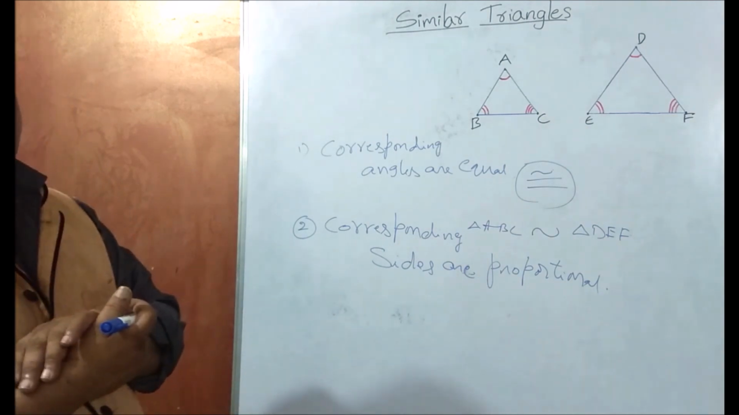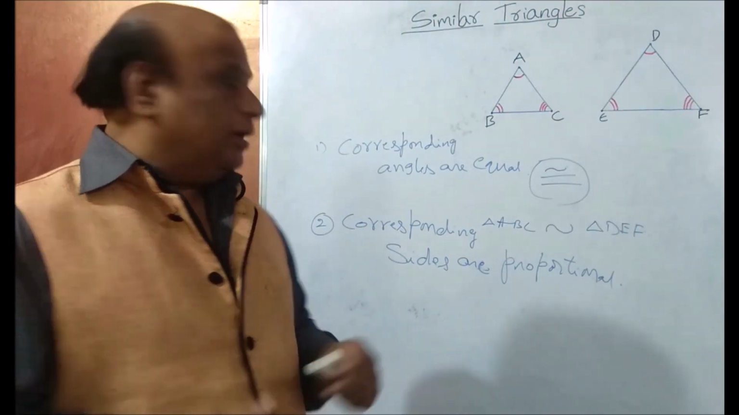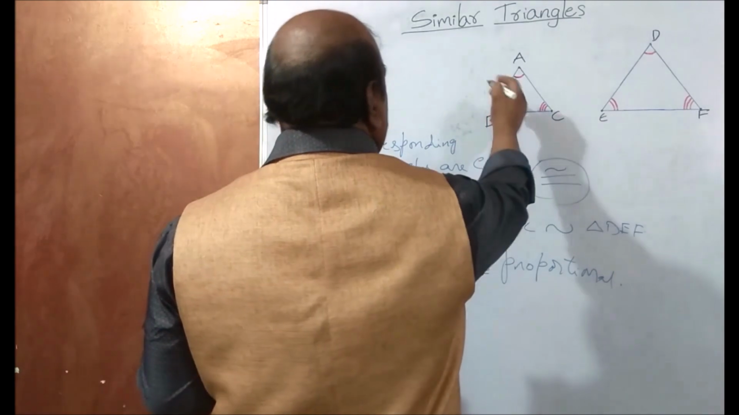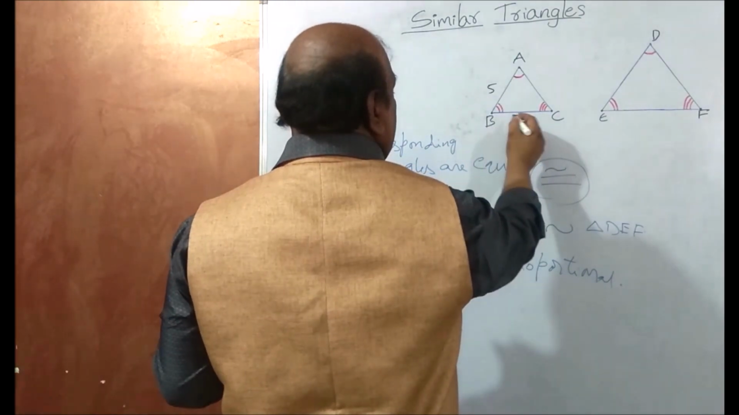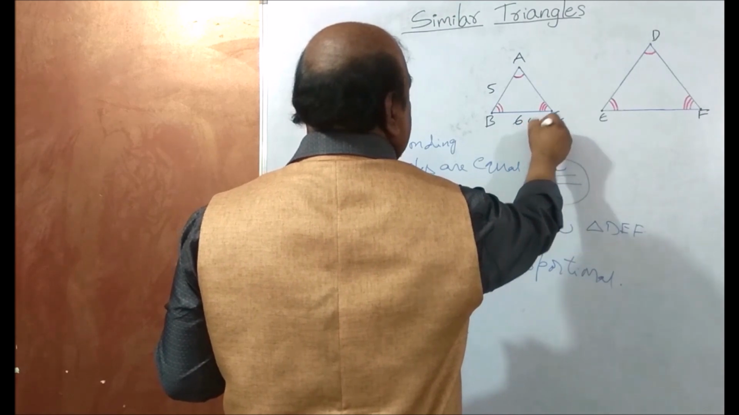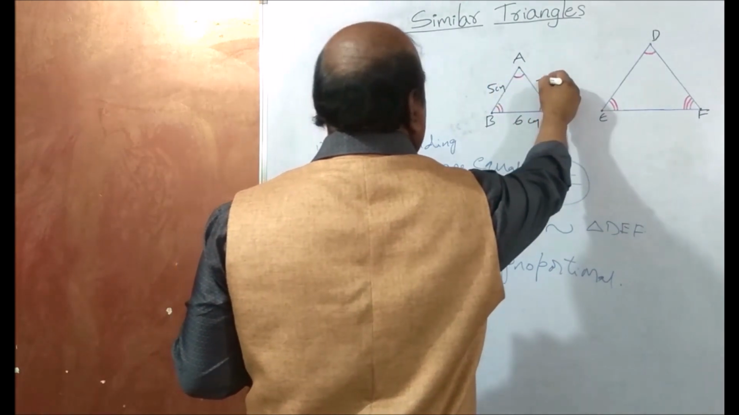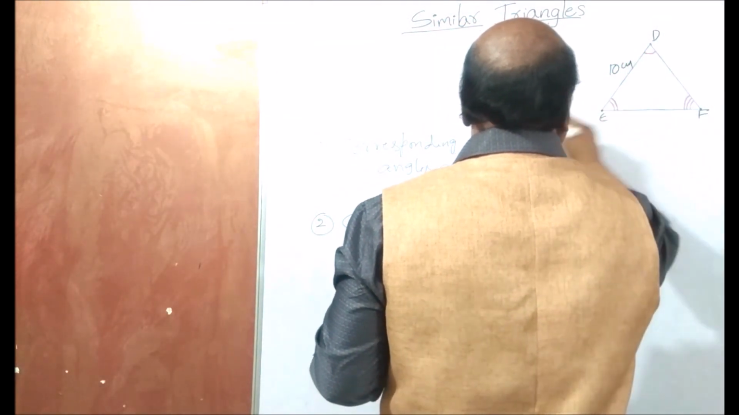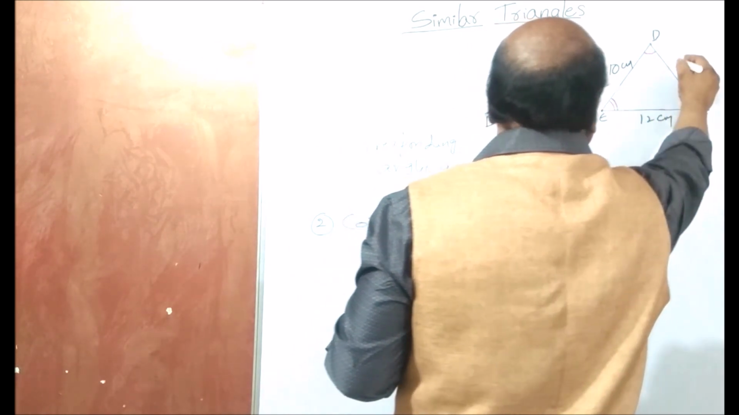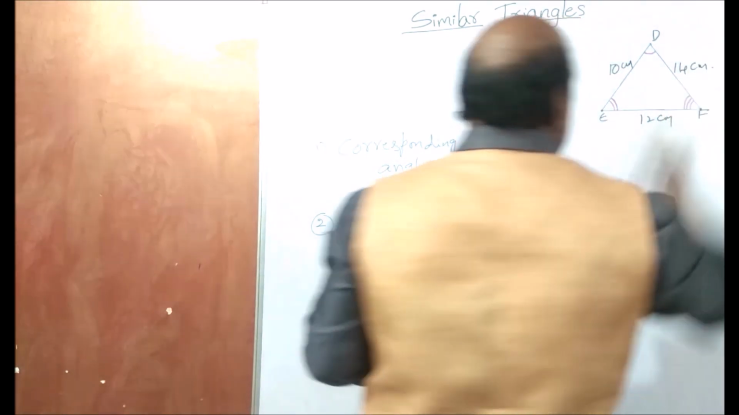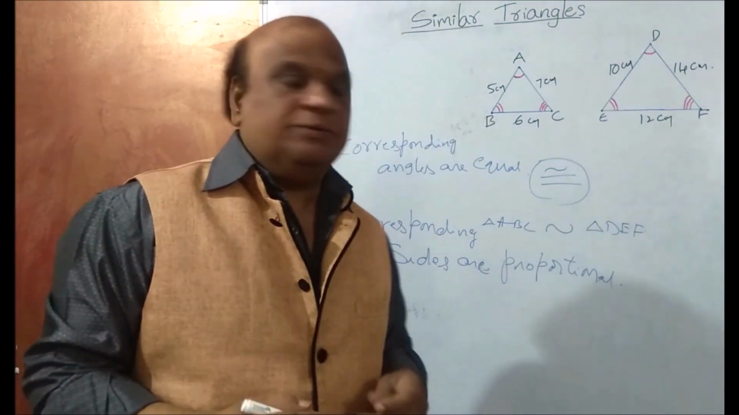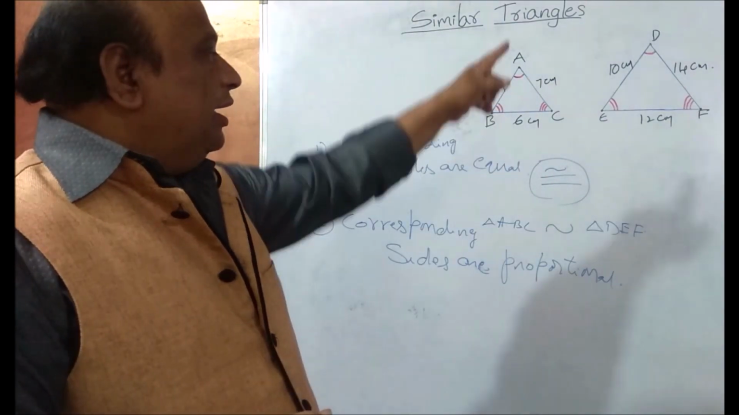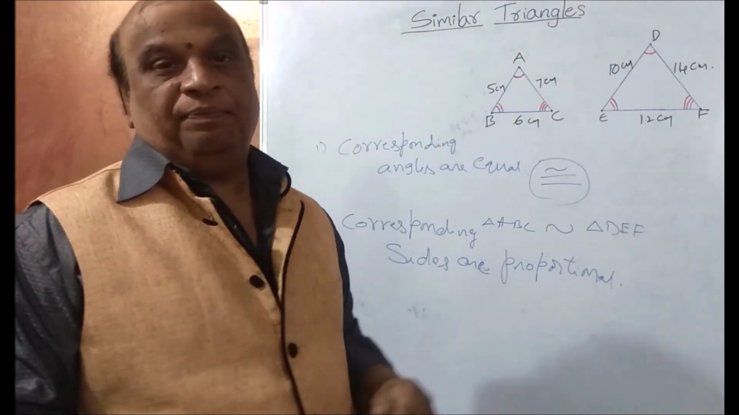What is the meaning of proportional? This is the ratio. How to verify the corresponding sides are proportional? I will give you an example. Suppose here AB is equal to 5 centimeters, 6 centimeters, 7 centimeters, and here 10 centimeters, 12 centimeters, 14 centimeters. Here observe, my dear students, ABC is 5 centimeters, 6 centimeters and 7 centimeters. Here DEF is 10, 12, 14.